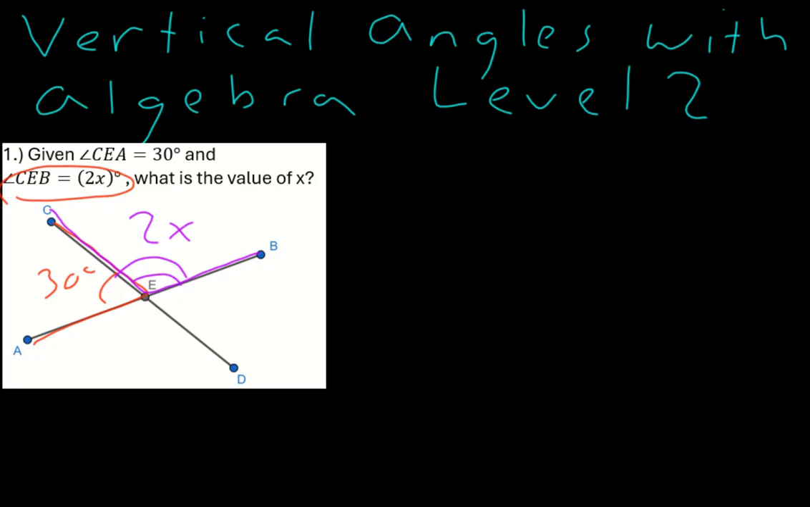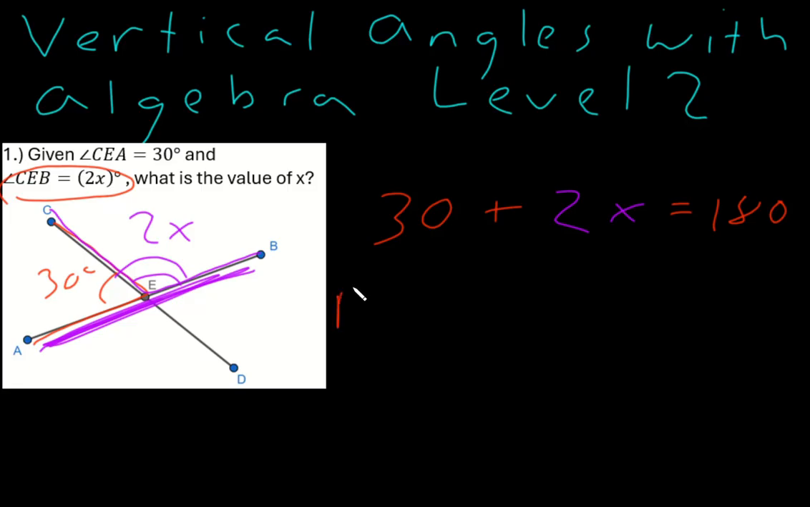Now what we know here is that these two things lie on a straight line. And so we have to ask ourselves, is that a vertical angle or is that a linear pair? Well, because it's a pair of angles that lie on a straight line, it's a linear pair. And then you have to ask yourself, what is the relationship between these two things? When it's a linear pair, they are supplementary, meaning that they have to add up to 180.